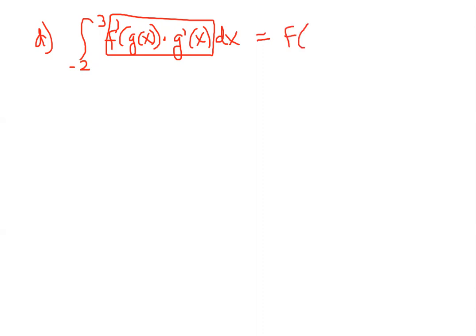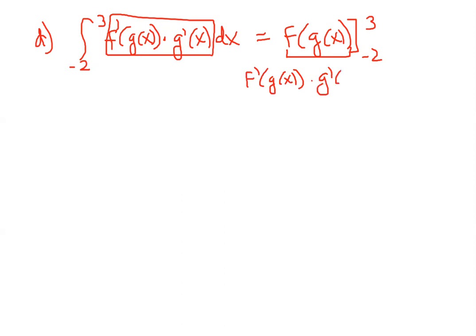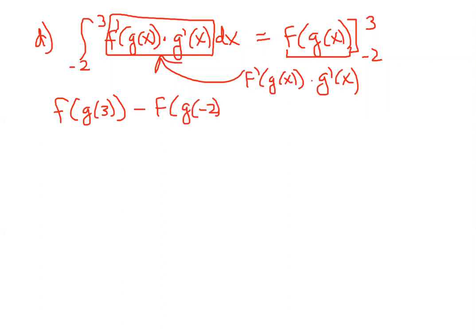f of g of x between -2 and 3. Okay, because if we took the derivative of this, it would be the derivative of the outside times the derivative of the inside, which is right there. So we're just going backwards. So then we're going to say f of g of 3 minus f of g of -2.